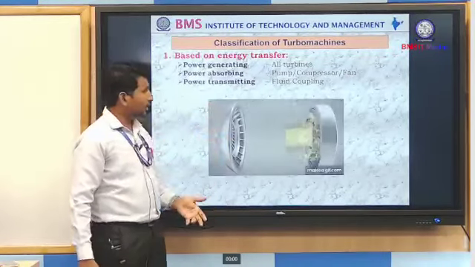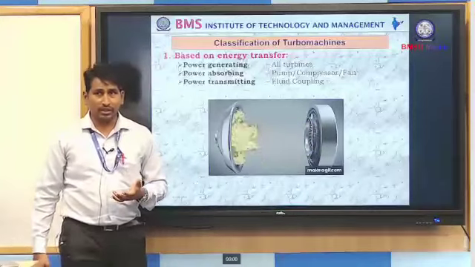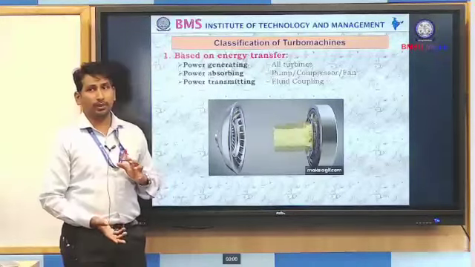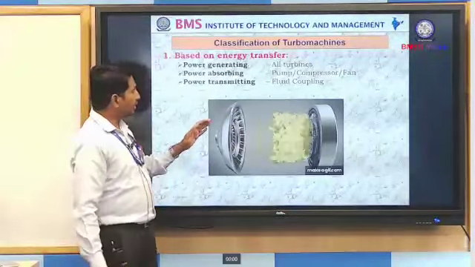Next is power transmitting machines. This I have not explained till now. Power transmitting devices are those devices which are used only to transfer the power with the help of fluids. The best example is fluid couplings. You can see this in our transportation sectors. We will not deal much with these power transmitting devices in this course. We are going to deal completely with only power generating devices and power absorbing devices.